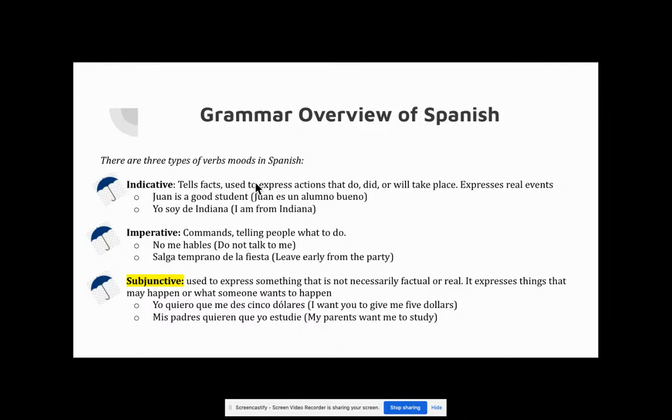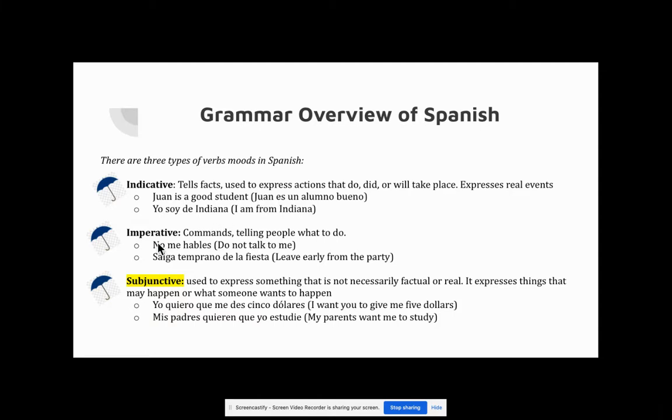They tell facts, okay? What you did, what you will do, like in Spanish 1 when you say, Juan's a good student. I am from Indiana. You are short. He is tall. They're telling facts. Or we went to the store. We won the game. Now, that is a really big umbrella because under it, there's lots of different grammar types. There's present, past, future, all those things.